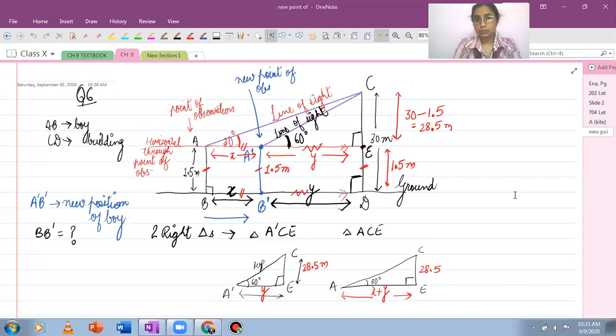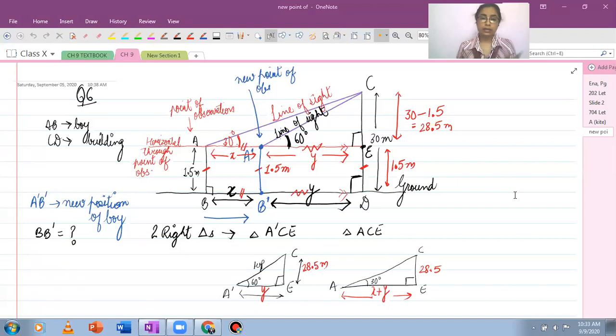His next position has been shown by the vertical line A dash B dash. And from there, when he observes the building's top, the angle of elevation changes to 60 degrees. Means he's closer to the building now, and the angle will increase. Remember this, as you move away from something, the angle of elevation will decrease, and as you move closer, the angle of elevation will increase. So that's what has happened here.